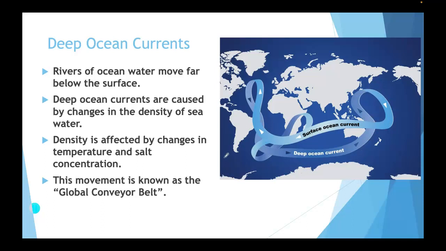Migrations go on these currents, and nutrients come up where these currents upwell, so it's very important in an ecology sense. And the question that's asked, number 13, says what causes these currents? It's caused by changes in the density of seawater, is what you should answer on your sheet.